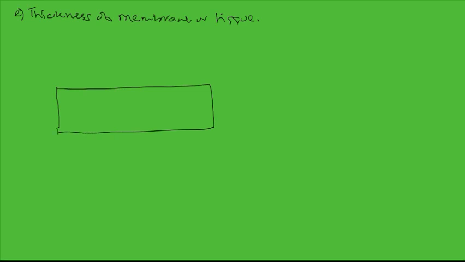Now, the fifth factor that affects the rate of diffusion is thickness of the membrane, or even thickness of the tissue. The thicker the membrane, the lower the rate of diffusion. Reason: when the membrane is thick, then the distance to be covered is greater, so the diffusing particles take a longer time to move across.